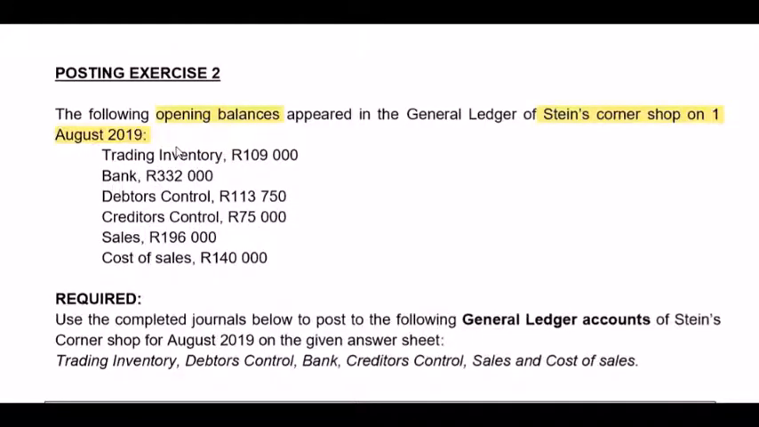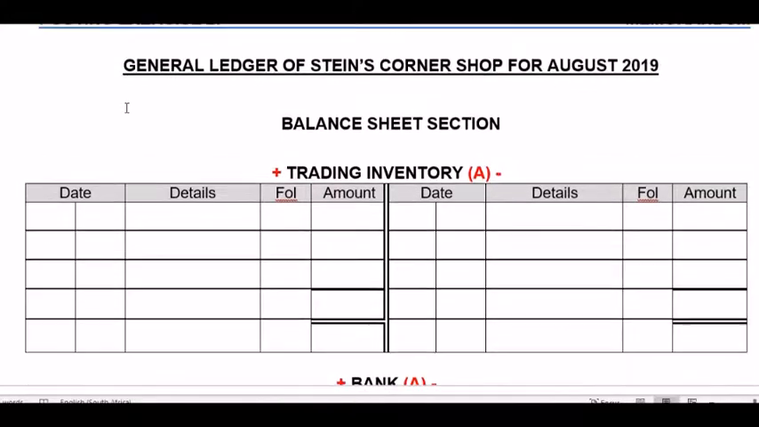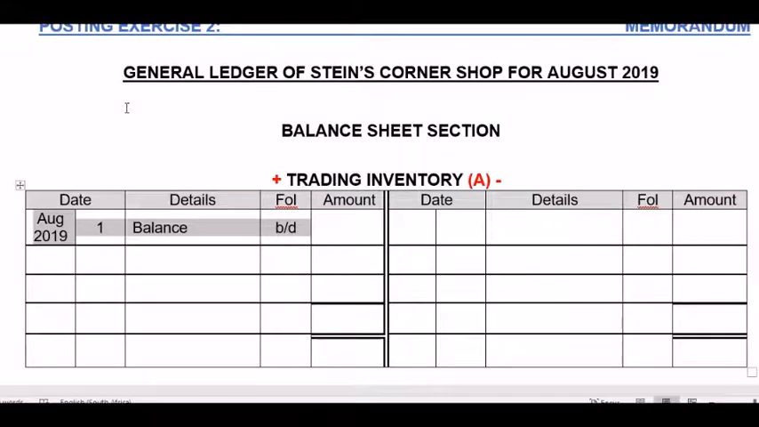Now that we've made our plus and minus signs, we can go and post these opening balances. Remember, the rule with opening balances is that it always goes to the plus side of an account. So I'm now going to focus on these amounts. I'm not going to go back and forth. Just remember, this is where I got the information from. The opening balance for trading inventory will go to the plus side of trading inventory, which is the debit side. Remember, opening balances in the balance sheet section are called balance brought down. So you will write August 2019, the first balance brought down, and the value was 109,000 Rand.